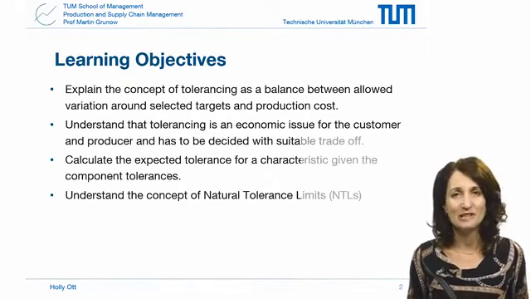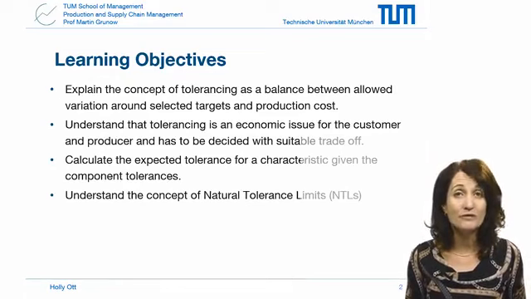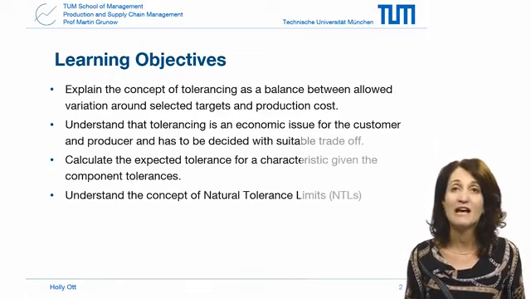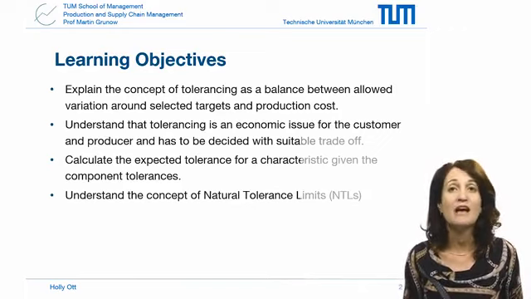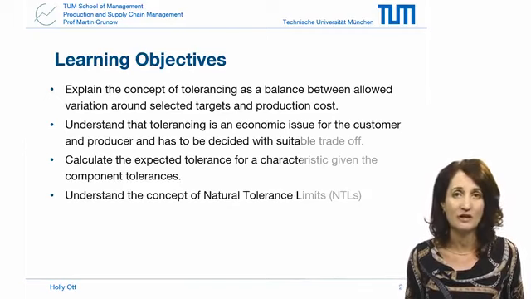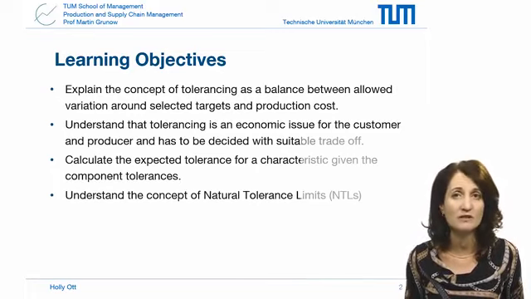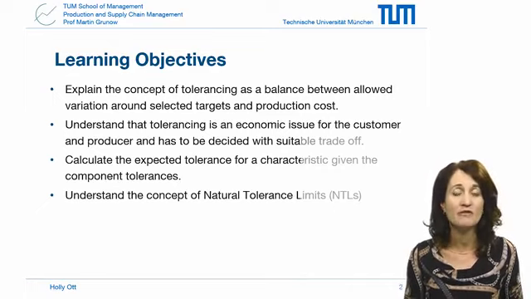Today we want to be able to explain the concept of tolerancing as a balance between allowed variation around selected targets and production cost. We want to understand that tolerancing is an economic issue for the customer and for the producer, and this has to be decided with a suitable trade-off. We want to be able to calculate the expected tolerance for a characteristic given the component tolerances and understand the concept of natural tolerance limits, or NTLs.